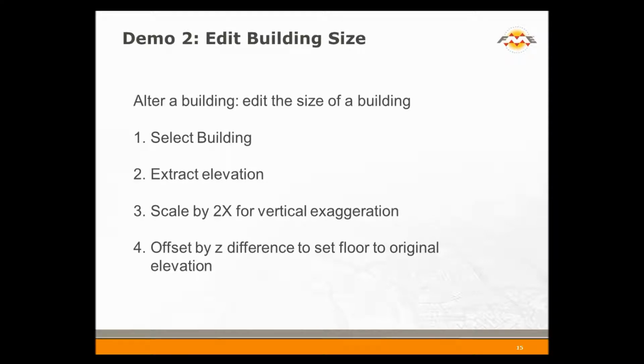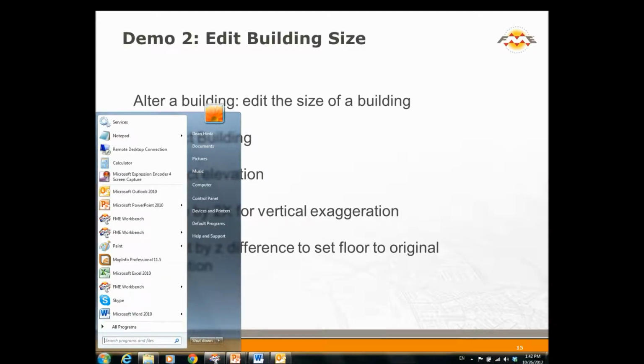First, we have to select the building based on an ID, extract the existing elevation. We scale that by 2 times for vertical exaggeration, and then offset by the Z difference to bring the building back down to the original elevation.